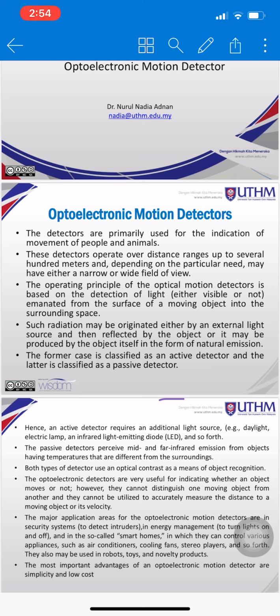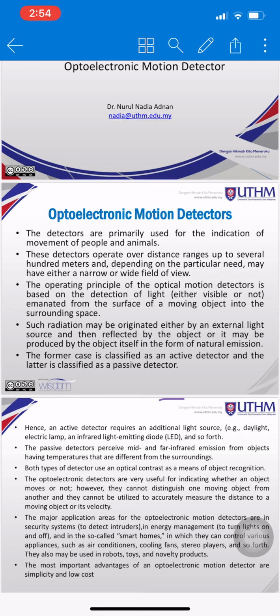The optoelectronic motion detector is very useful if we want to indicate whether an object moves or not. However, it cannot distinguish one moving object from another, and it cannot be utilized to accurately measure the distance to a moving object or its velocity.